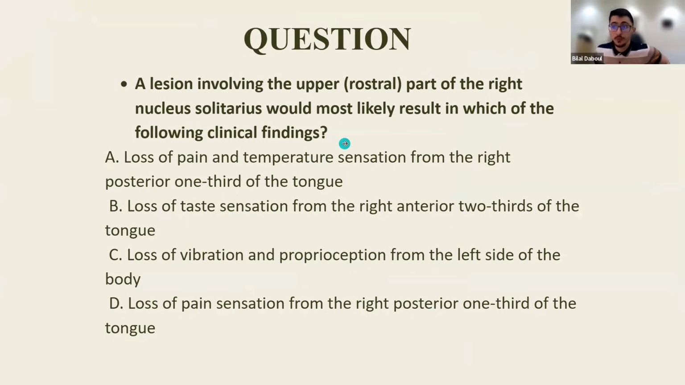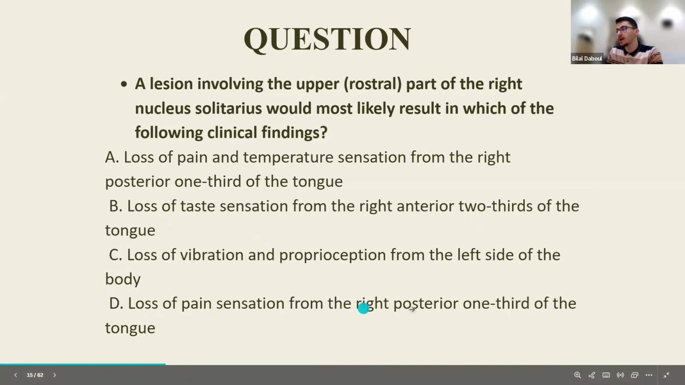Now, this is a question for you. Pause the video and try to answer it. A lesion involving the upper or rostral part of the right nucleus tractus solitarius would most likely result in which of the following clinical findings? Loss of pain and temperature sensation from the right posterior one-third of the tongue. That's an option. Loss of taste sensation from the right anterior two-thirds of the tongue. Loss of vibration and proprioception from the left side of the body. So the body, okay, that's a hint.